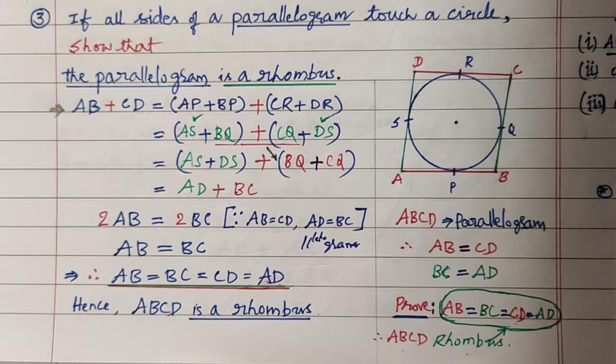We are rearranging, then AP plus AD. AB is equal to CD. We know that these two are equal. Therefore, 2 times AB is equal to 2 times BC. So this is equal to this. We can write AB is equal to BC. Therefore, AB is equal to BC and CD is equal to AD. Hence, ABCD is a rhombus.